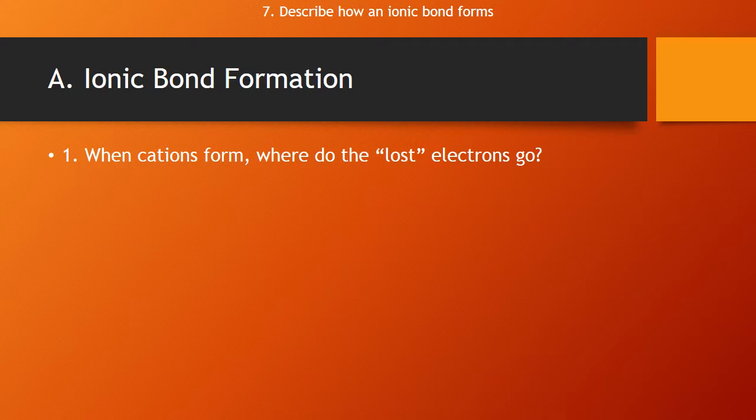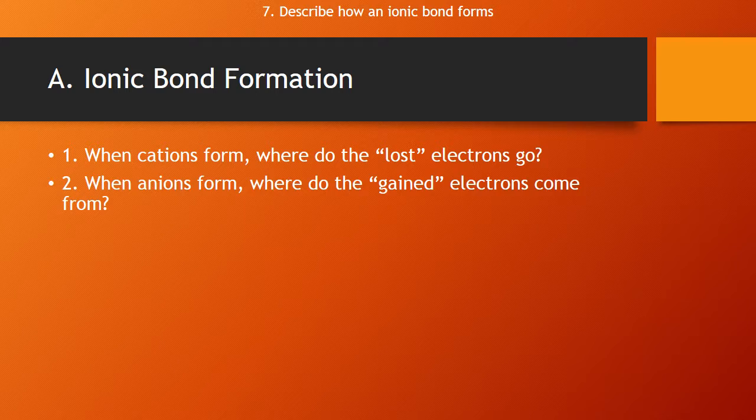Whenever we were learning about the octet rule, we learned that when cations form, they lose electrons. So a question that we want to ask is, when these cations do form, where do the lost electrons go? Likewise, whenever an anion forms, where do these gained electrons come from? Just pause the video and think about that for a second.